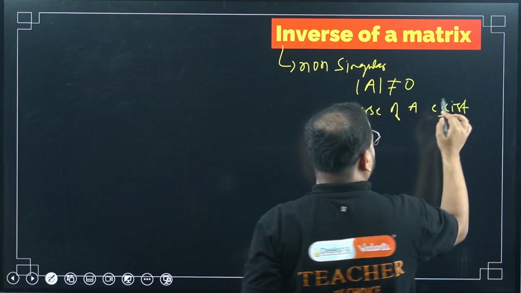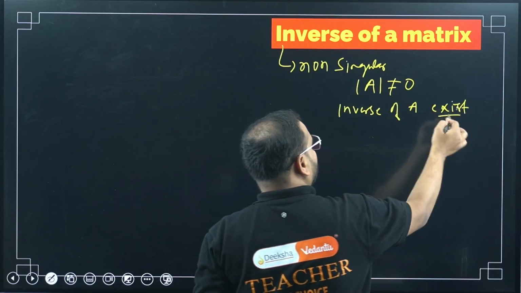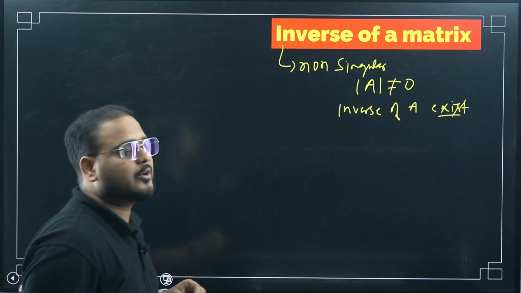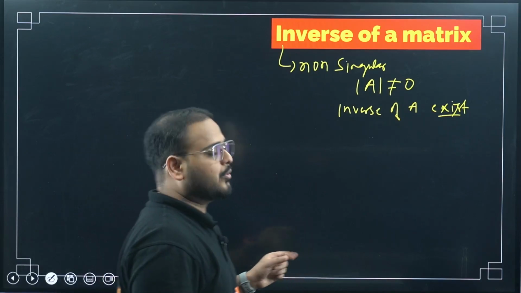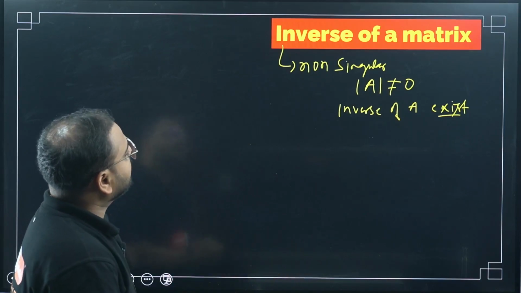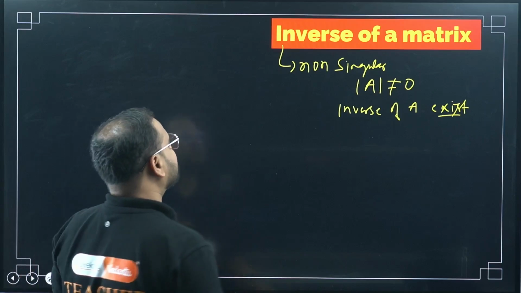Inverse of A exists only when the determinant of A is non-zero. This is simple. Okay, chaliye. Now, how do we find this determinant? How do we find this inverse?